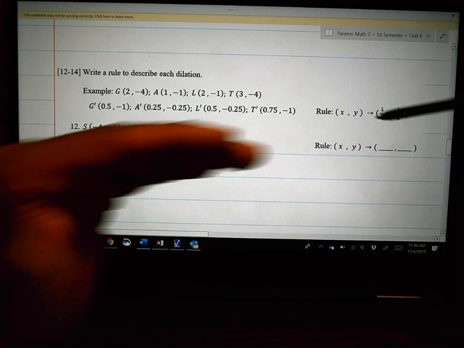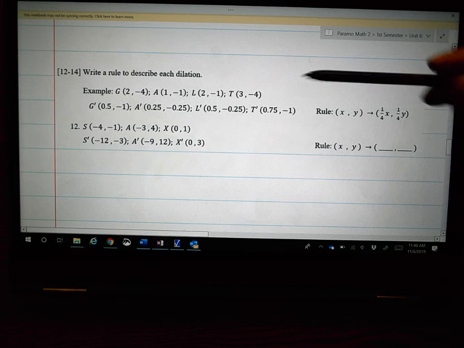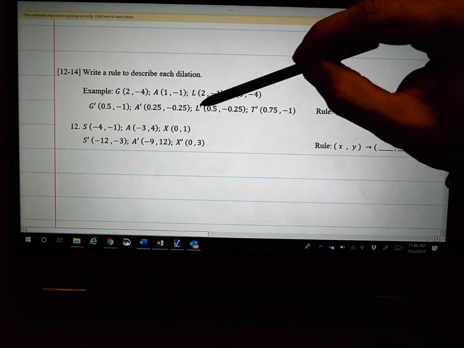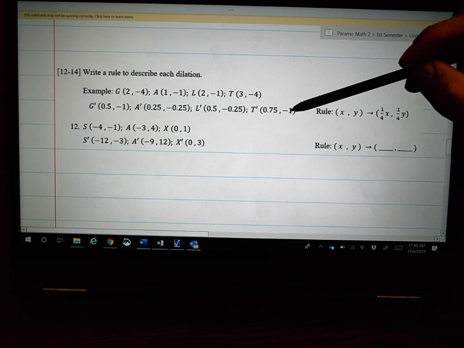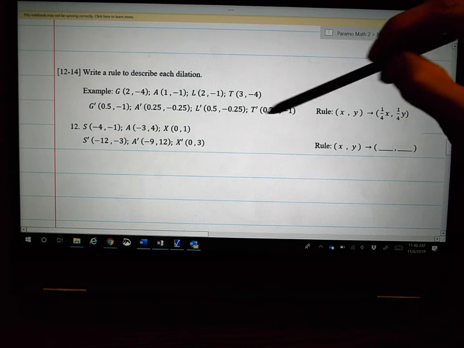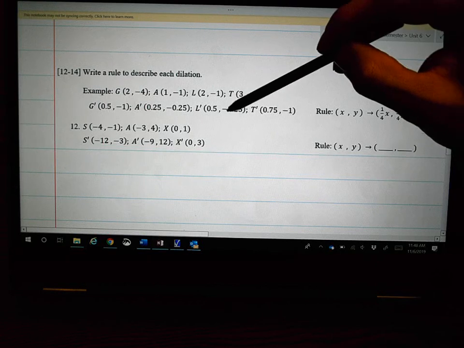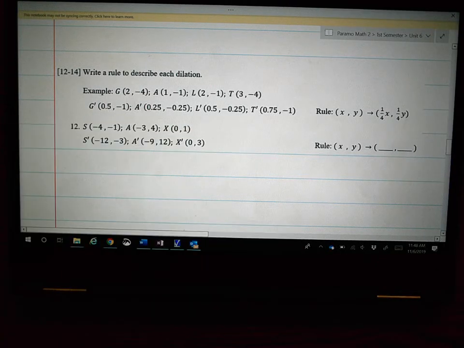All that they're really doing is they're checking their image divided by the pre-image. Matter of fact, I know these are the images because they have the little apostrophes of the primes. This divided by that is 1/4. This divided by that is 1/4. This divided by that is 1/4. And it doesn't matter if it's a negative divided by a negative, that makes it a positive, or vice versa. It's always 1/4 of x and 1/4 of y.